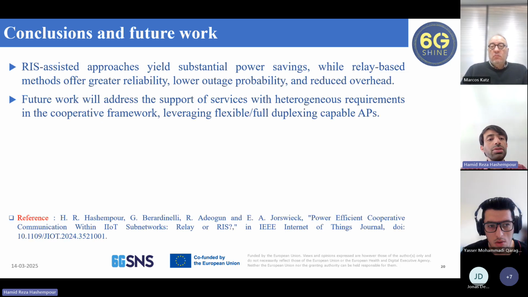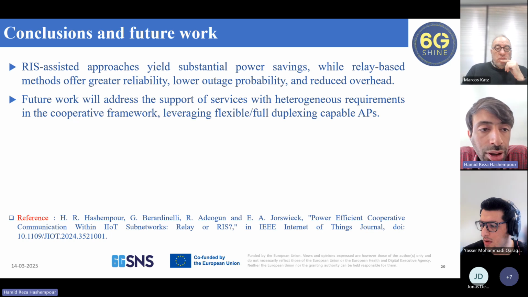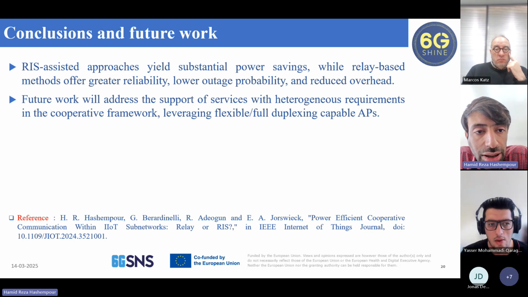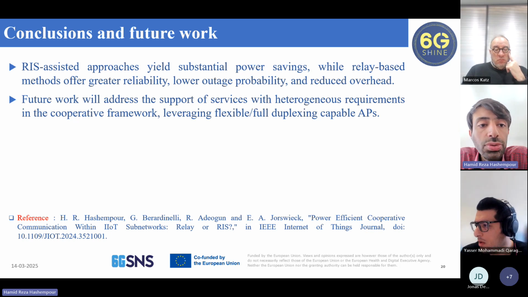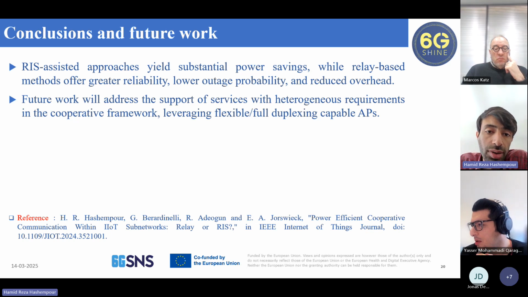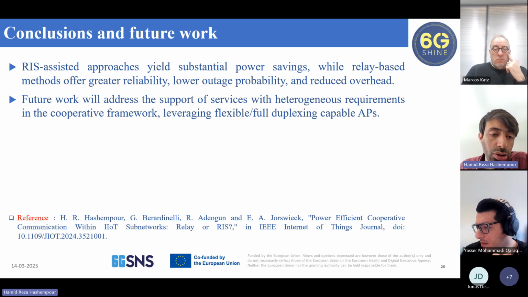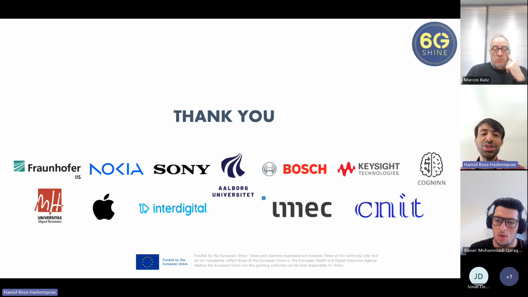Another scenario shows that RIS has the capability of saving power, but it cannot compete with relays in terms of reliability. Our future works are mainly related to heterogeneous requirements of cooperative frameworks and flexible and full duplexing capabilities. Most of these slides and what we have discussed here is elaborated in our paper that is published in the IEEE IoT journal. Thank you so much for your attention and consideration.